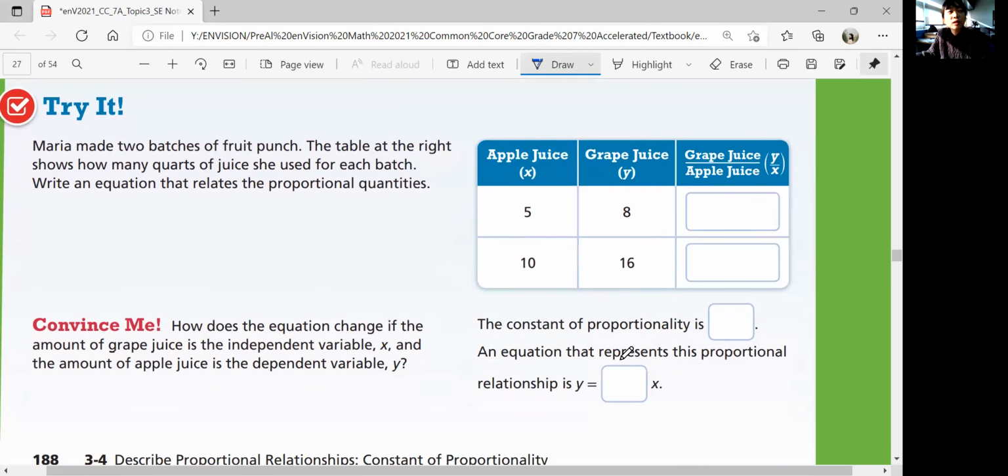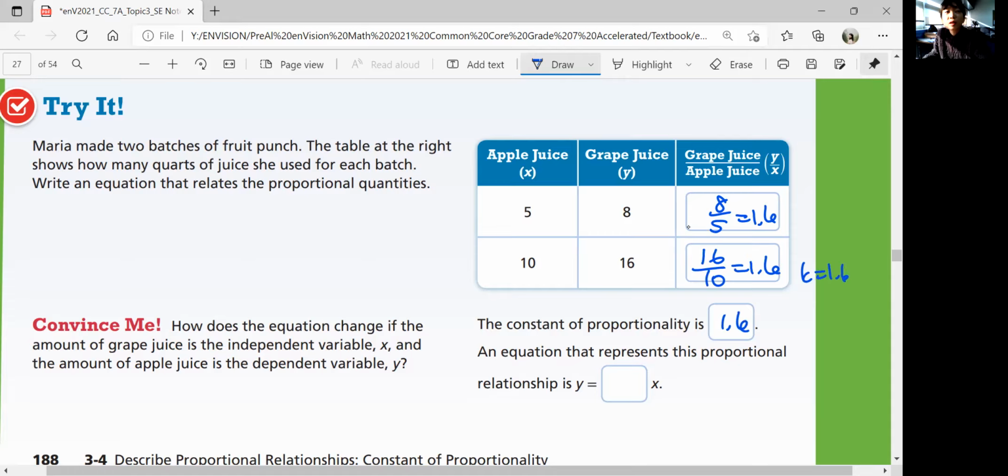Let's try this question. Maria made 2 batches of fruit punch. The table at the right shows how many quarts of juice she used for each batch. Write an equation that relates the proportional quantities. Okay, so we have apple juice, 5 and 10, grape juice, 8 and 16. So every 8 grape juice would be 5 apple juice, right? So dividing y over x, we have 8 over 5, which is 1.6, and 16 over 10, which is also 1.6.